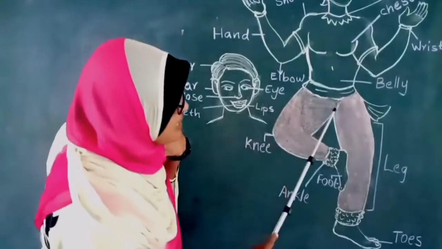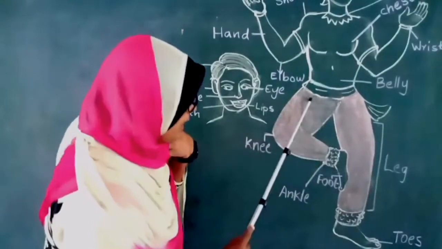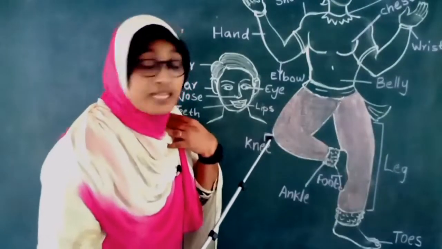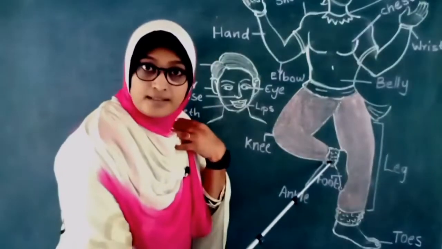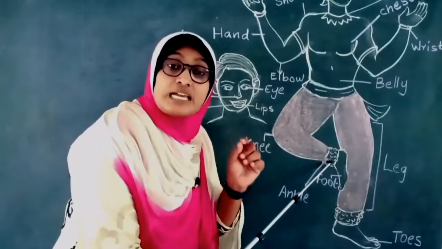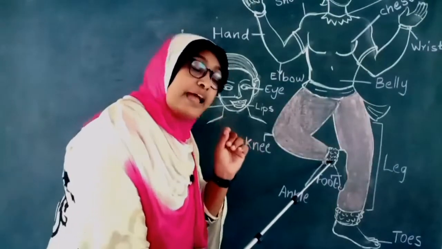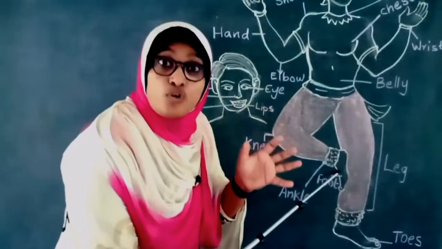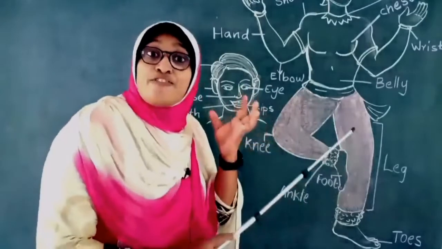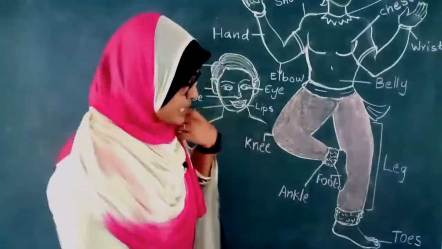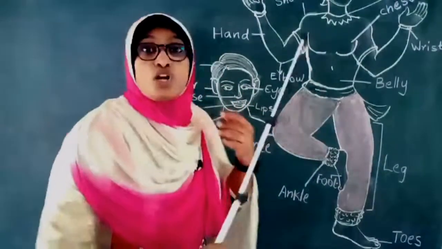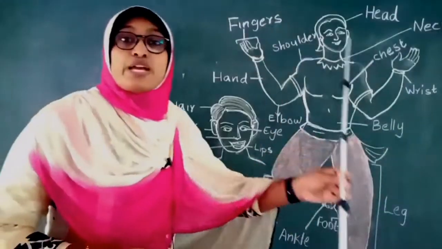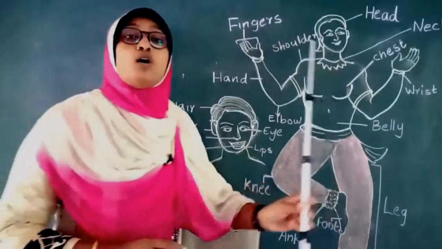So, students, this is his leg. And this is his knee. Ankle, the part where we tie our anklet. And this is his foot. And the front part of feet are toes. These are our toes. Okay, students? Is it clear? So, these are our body parts.